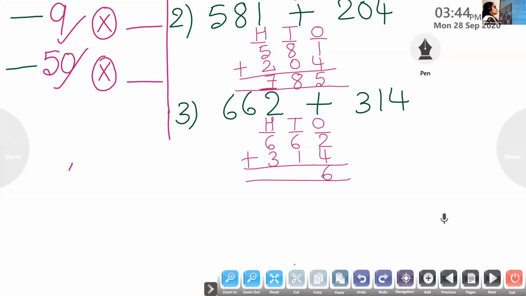Evangeline, 6 plus 1, tens place. 7. 1 in your finger after 6: 7. Okay. Angelica, 6 plus 3, hundreds place. 9. 3 in your fingers after 6: 7, 8, 9. 976 is the answer. If it is correct, put a tick mark. If it is wrong, put a cross and write the answer. In the previous one also, if the answer 785 is correct, put a tick mark. If it is wrong, put a cross and write the answer near to it.